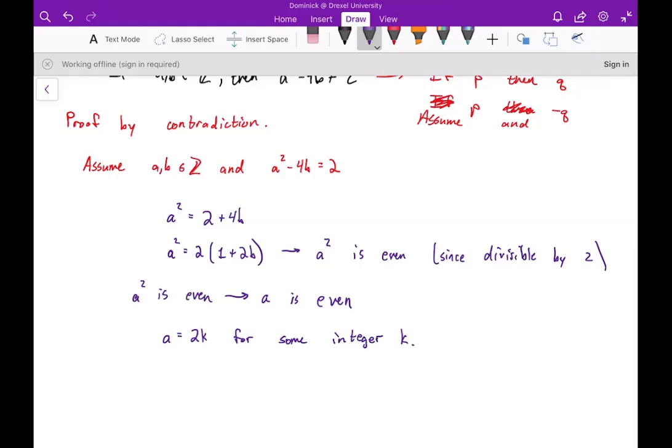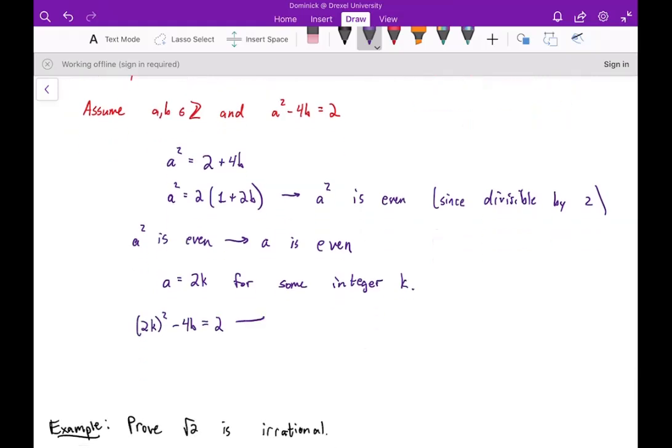Okay, well, if a is even, let's go ahead and plug that in. So then we get (2k) squared minus 4b is equal to 2. And this would give us that 4k squared minus 4b is equal to 2. But then what we can now do is solve this for b. So let's take out a 4 actually. So we'll get 4 times (k squared minus b) is equal to 2. So then we get that k squared minus b is equal to 1/2.